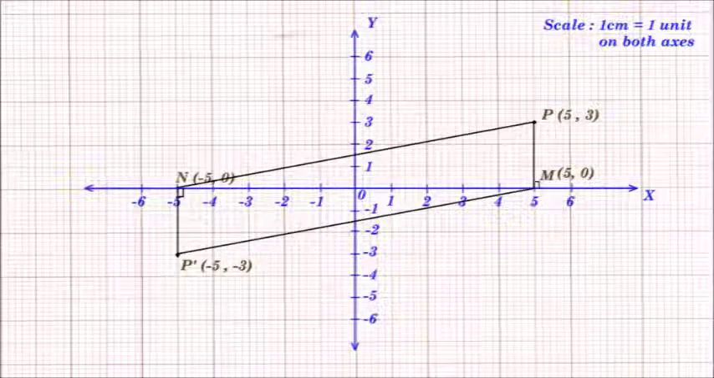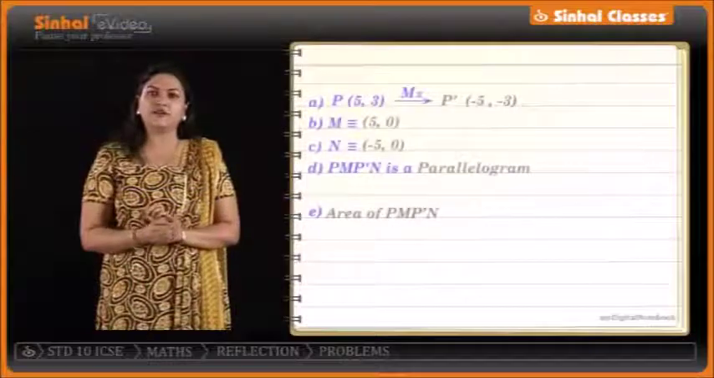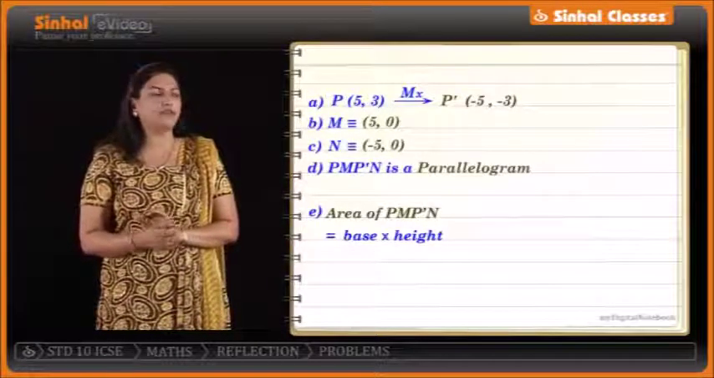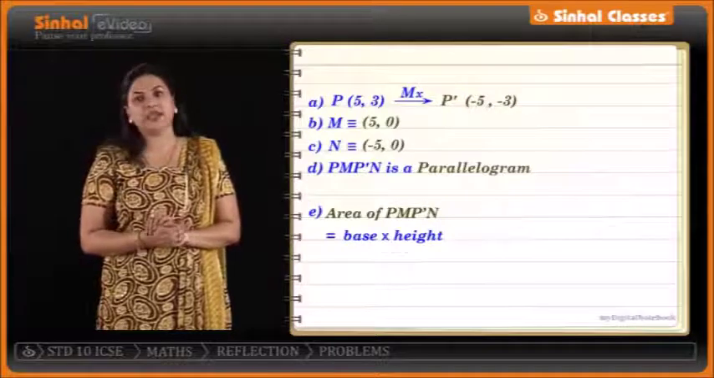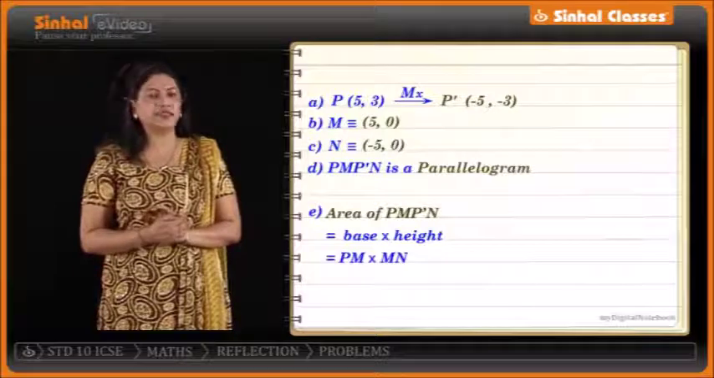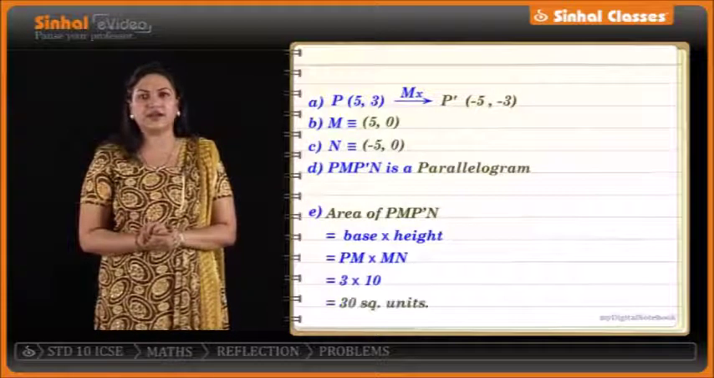Now we are also asked to find the area of this figure. Now we know area of a parallelogram is base into height. Here we take the base as PM and the height as MN. So we will get the area as 3 into 10, that is 30 square units.